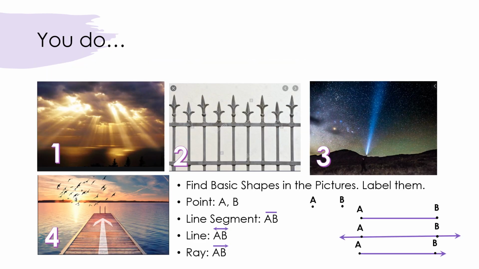Let us see if you can find basic shapes in these pictures. The basic shapes we are going to look at are point, line segment, a line and a ray. I have given examples of how to find out and how to write each of these basic shapes. For the next 5 minutes, you can quickly try and find out the basic shapes in these pictures, and you will also try to label them. You can pause the video now while you are doing this activity. Once you are done, you will take a picture and send it to the group. You can then start watching the video again to check your answer.